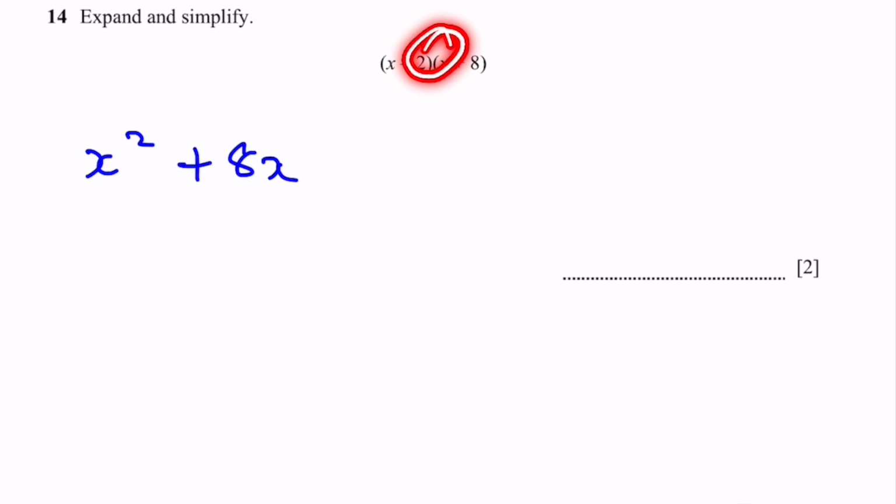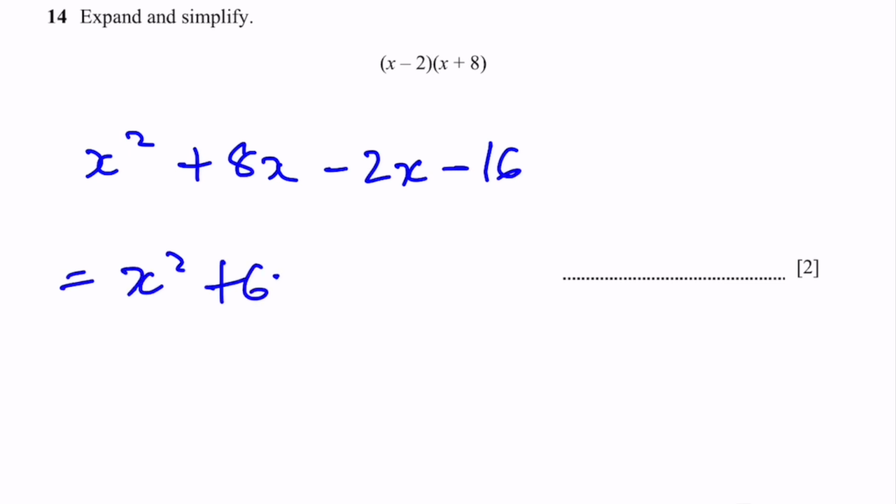Now inside, negative 2 and x is negative 2x. Then for last, minus 2 times plus 8 is minus 16. That's equal to x squared plus 6x minus 16. That's it. That's the answer.